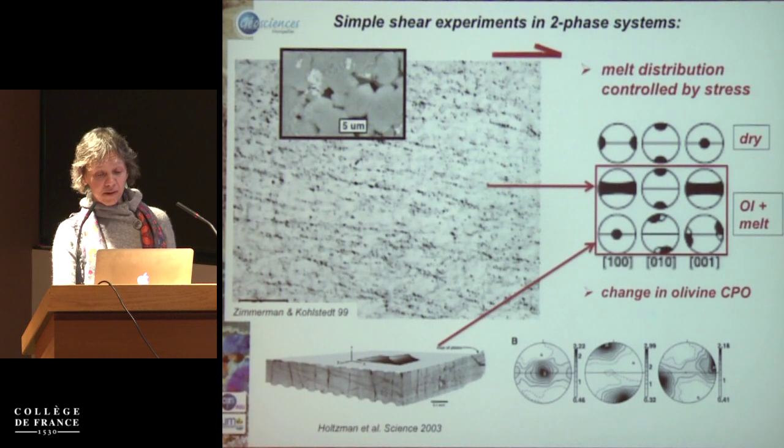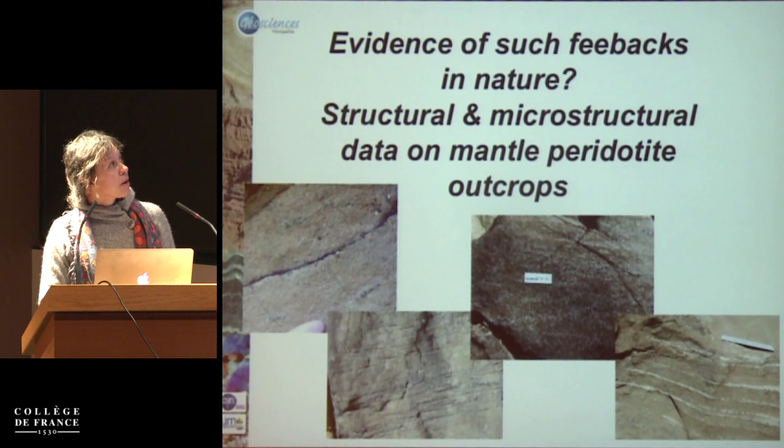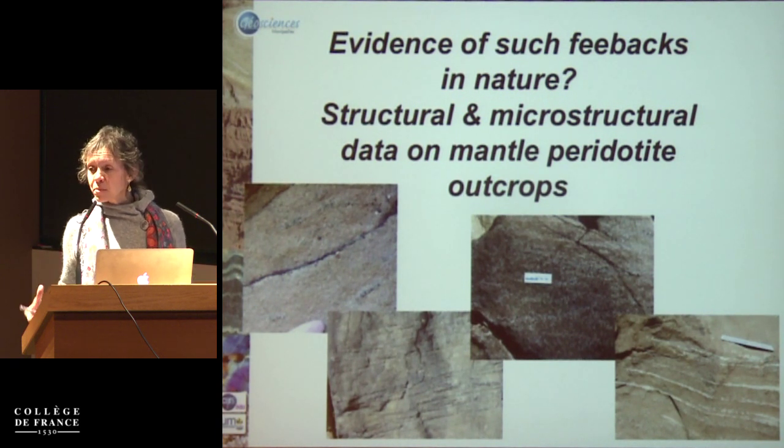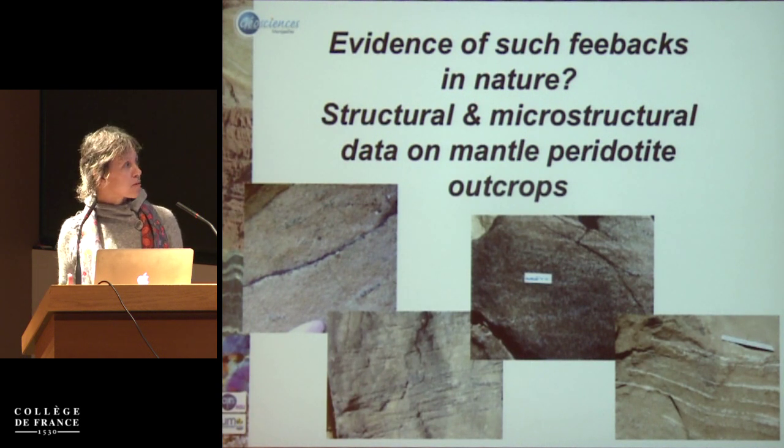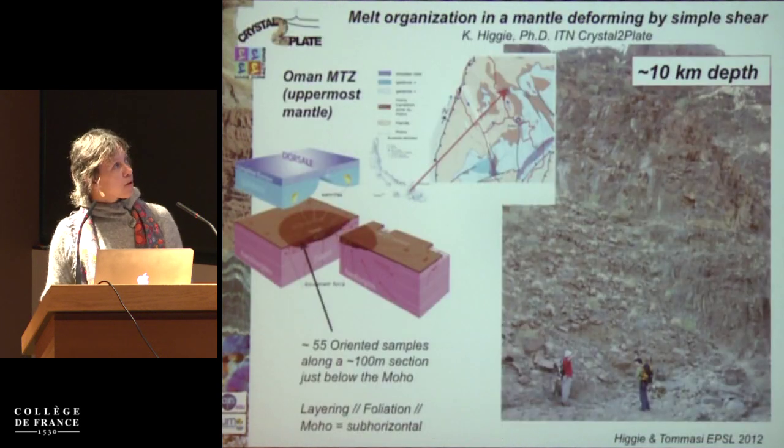So these are kind of observations you get from the experiments. Do you see this kind of feedbacks in nature? What I'll be showing you is some structural and microstructural data on mantle peridotite outcrops, so pieces of the mantle that have been brought to the surface mainly by tectonic processes. The first one will be dealing with a very shallow mantle.